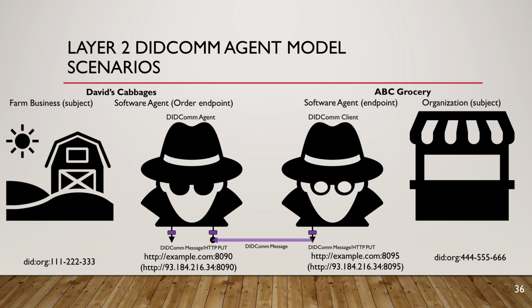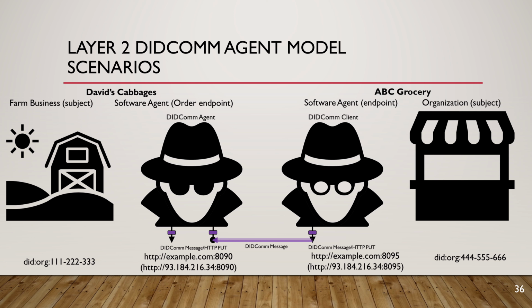Okay, so here's the big picture again. We've added the personifications, if you will. So ABC Groceries personification is an organization, and it's using a graphical element, a DIDComm notation element representing a grocery store. And it has a DID called DID:org:444:555-555-666.